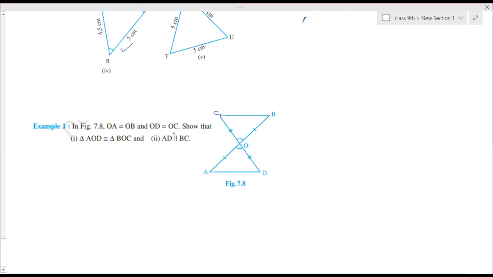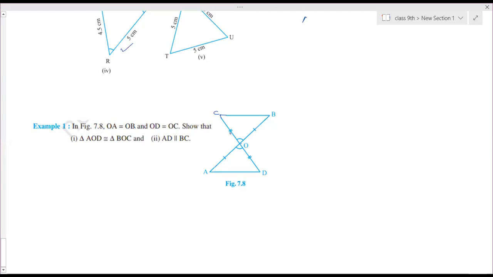this is point C. Now in this figure, figure 7.8, OA is equal to OB. It is given. That means this OA and OB. Always remember, one dash means they are equal. Two dash means whenever two dashes are given, those two sides are equal. So check out where the dashes are given. So OA is equal to OB, they have given. OD is equal to OC.